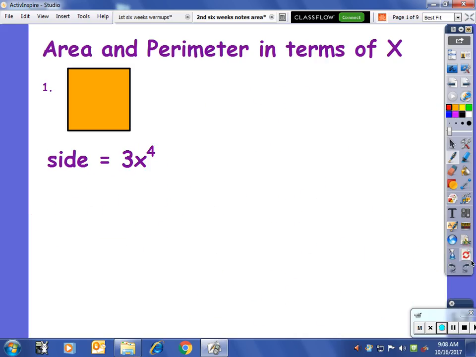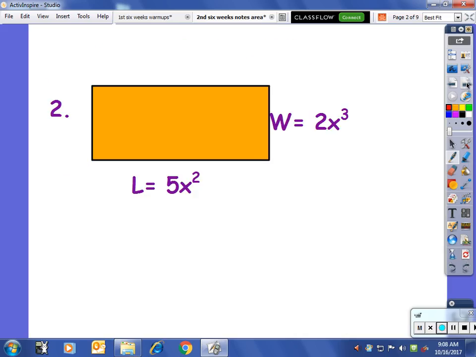Okay, let's try another one, shall we? Let's look at a rectangle. How do you find area of a rectangle? Length times width. How do you find perimeter of a rectangle? Add all the sides. Or double the length and double the width. And then add those together. We did problems like this, we just never put it into the context of area and perimeter.